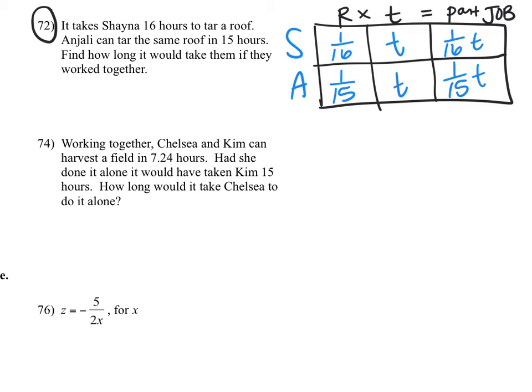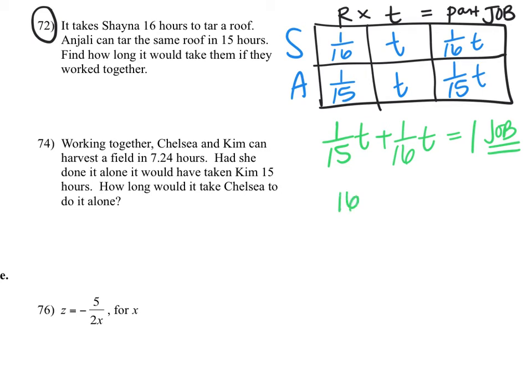So now I can write my equation. So 1/15 T plus 1/16 T equals 1 job, because together they will complete 1 job. So now for the common denominator, I'm actually going to just multiply 15 and 16.